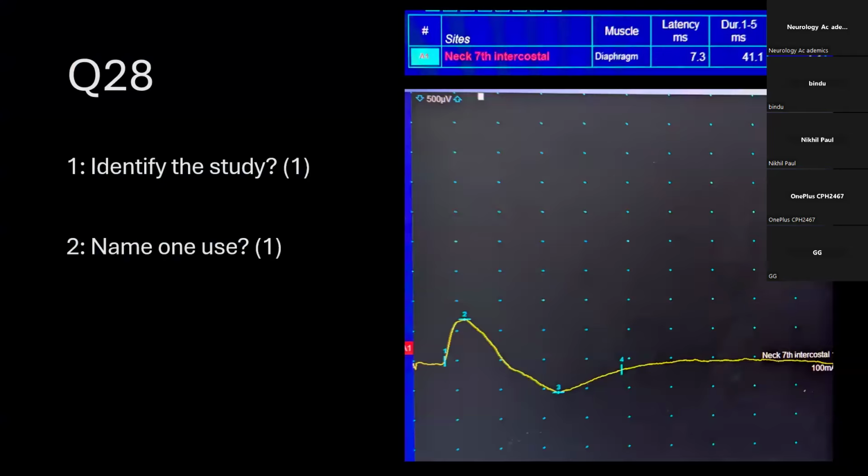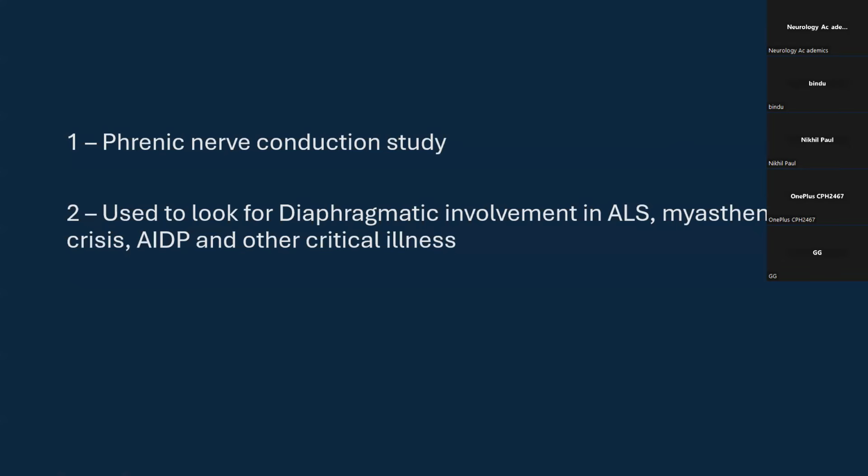Identify the study. Here we can see the stimulation at the neck, recording at the seventh intercostal space, and here we are testing diaphragm contraction. They have written the site as neck and seventh intercostal. So what they essentially mean is that the neck is the area of stimulation, and recording starts from the seventh intercostal space, near the xiphoid. This is a phrenic nerve conduction study.